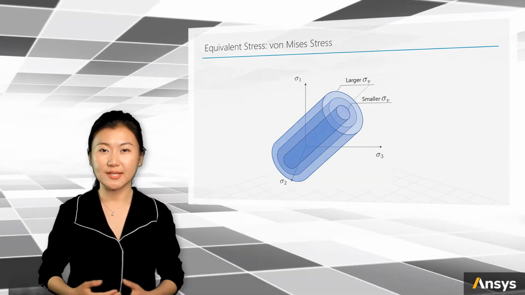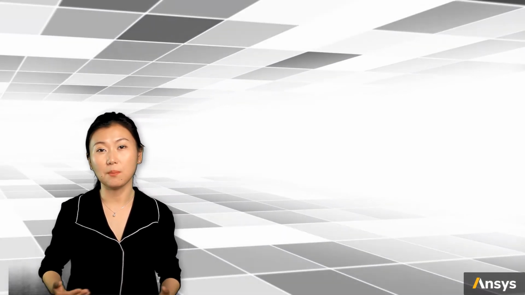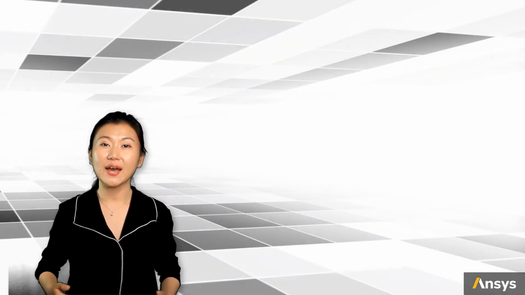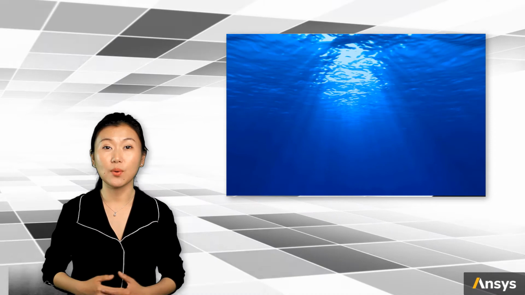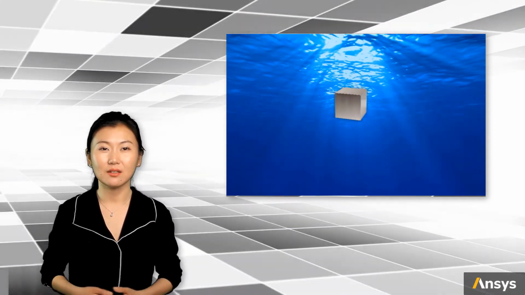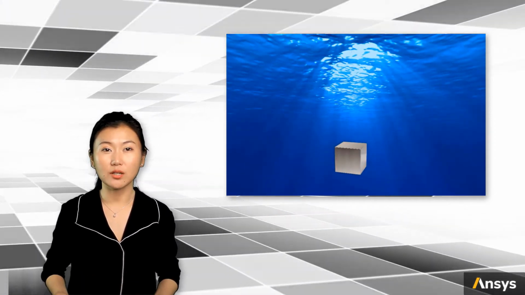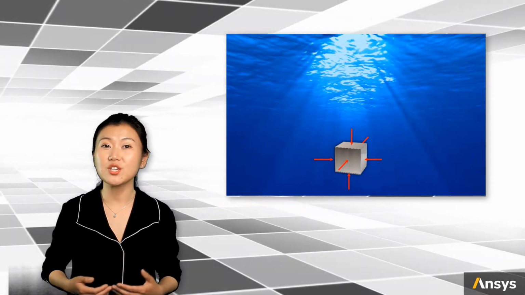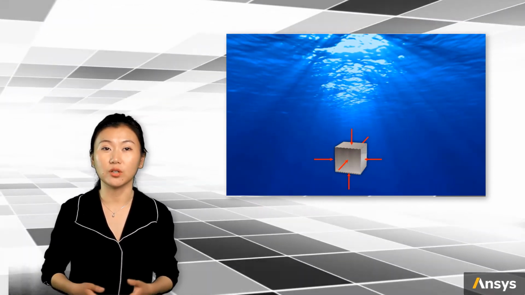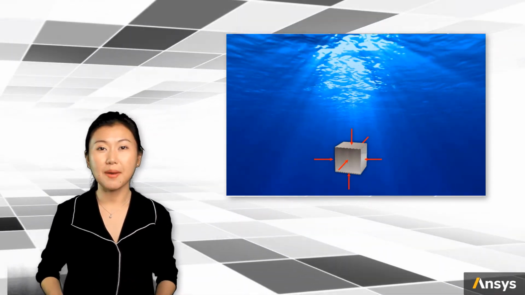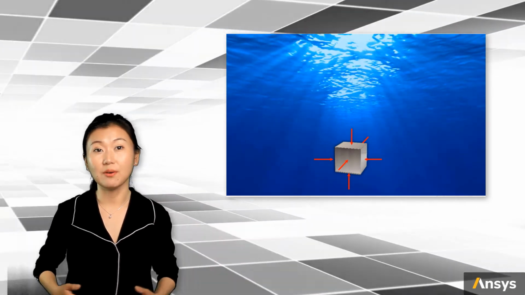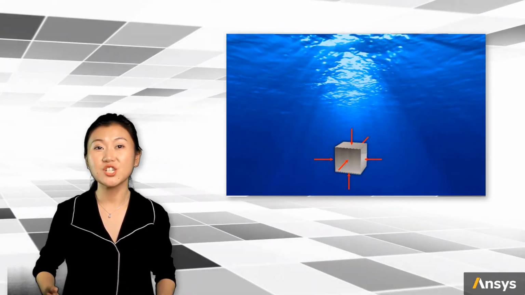A very simple example to display the features of von Mises stress. Say we have a small metal cube and we throw it into the deep sea. With increased depth in water, we know that the pressure on each surface of the metal cube will grow. But do you think the metal cube will distort a lot or even break in water? Intuition tells us that it won't easily happen.